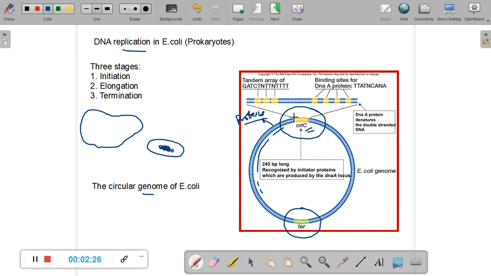This process of replication has a specific point where it starts, and that point is called ORIC, or the origin of replication. Now, the proteins or the enzymes that are involved in replication of DNA identify ORIC by its particular base pairing sequence. So this particular site ORIC has a specific set of bases. Okay, so there is this particular sequence G, A, T, C, T, and so on and so forth.